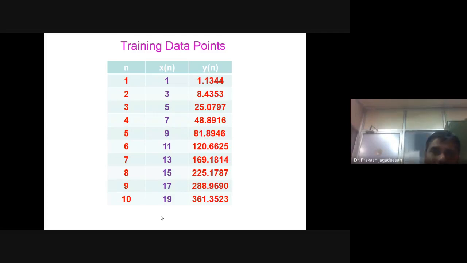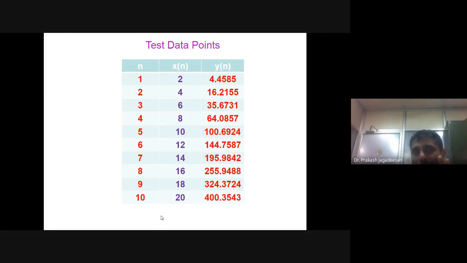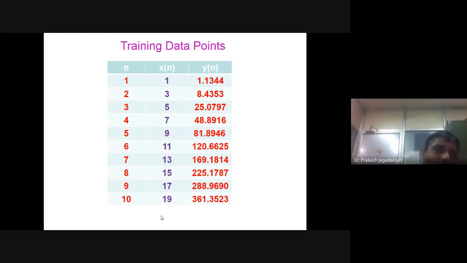So there are 10 observations for training. For testing, what we call validation, I'm using another 10 observations. So 10 observations for training the model, and another 10 observations for testing the model. So you have training and testing, or what we call training and validation. Building a model using the training data, and validating the model using the test data.